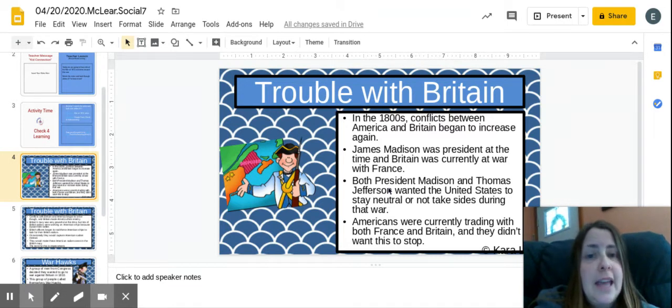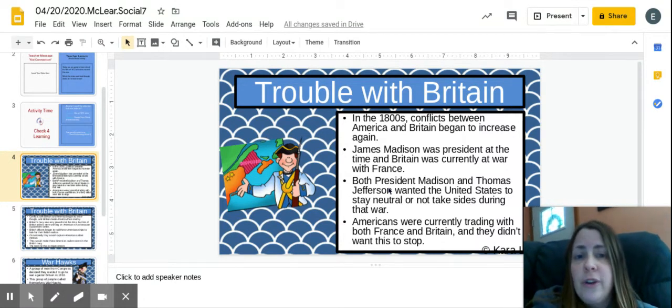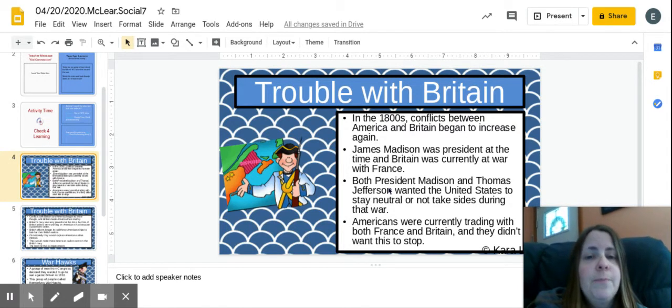So, if we take a look at this slide, in the 1800s, conflicts between America and Britain began to increase again. Remember, the Revolutionary War just ended 1783. And then in the early 1800s, about 20 years later, I know for you guys it seems like a long time, but 20 years to form a country and a government really is not a long time. James Madison was president at the time, and Britain was currently at war with France. So, again, even though Britain had just gotten out of war with us, they were fighting a war with France at the time.